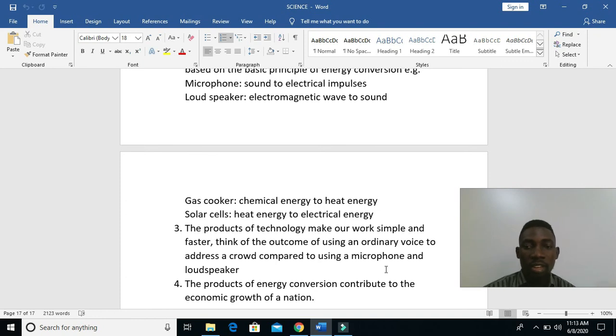So that is all for science today. We have been talking about energy conversion and their various forms. And finally, we have looked at the importance.